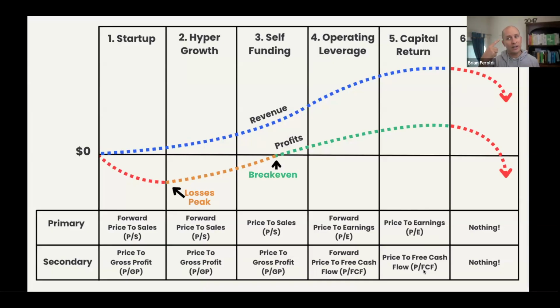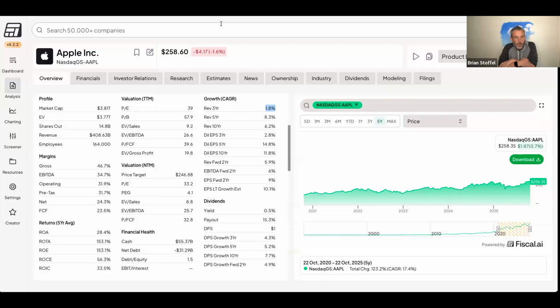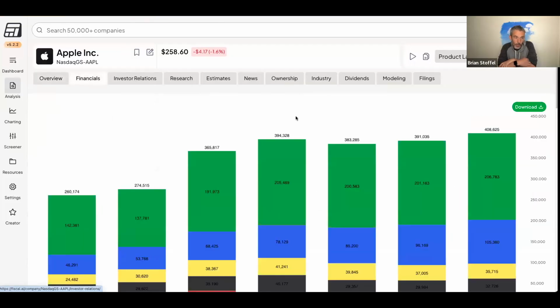Note these are trailing metrics, not forward metrics. That's a difference between phase 4 and phase 5. And this answers a bunch of questions that people on YouTube had about what to use. So we'll go ahead and use those and see what we find.